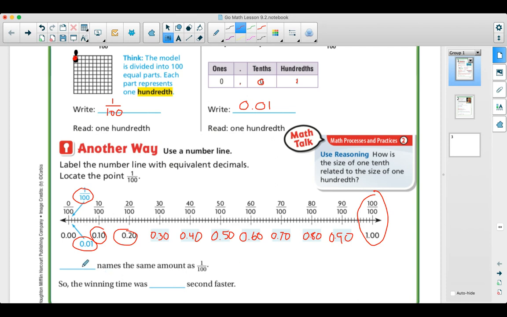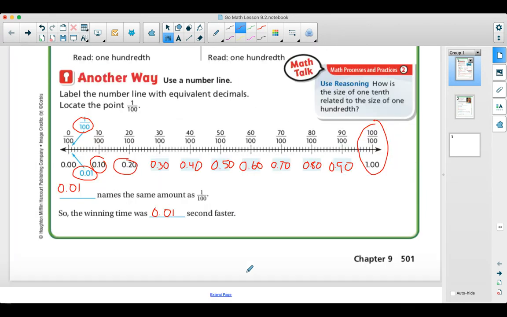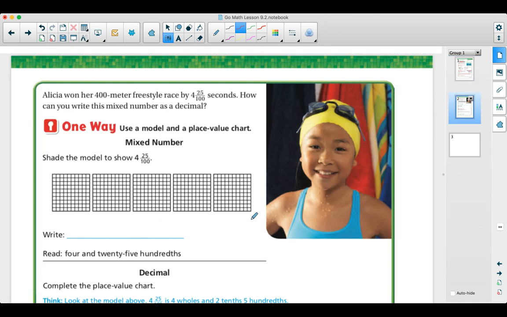Okay, so what decimal names the same amount as 1/100th? 0.01. If you read that, that's 1 in the hundredths place. So that's 1/100th. So the winning time was 1/100th of a second faster. Okay, let's go to the second page.